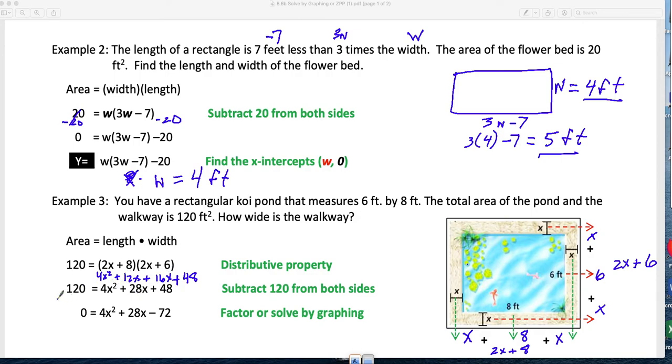All right, subtract 120 from both sides. And that gives me 48 minus 120 is going to give me the negative 72. All right, at this point, I could factor this. I'm pretty sure I've got a GCF of 2, but more than likely I've got a GCF that's a 4. Or I can solve this by graphing, and solving by graphing means I can use my calculator. And this is the little secret.